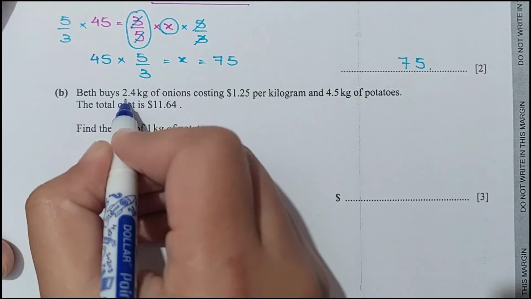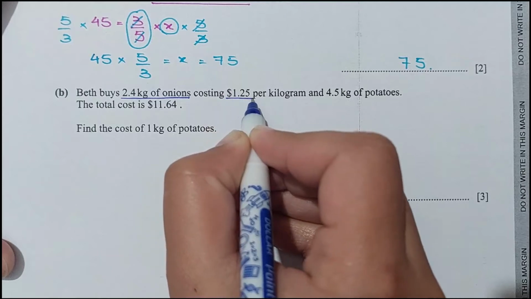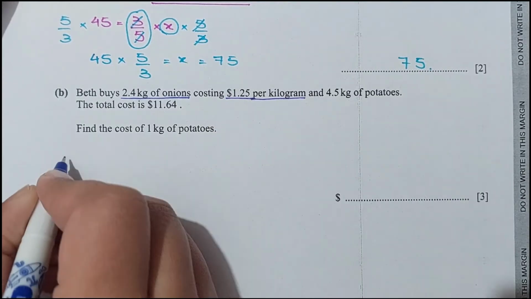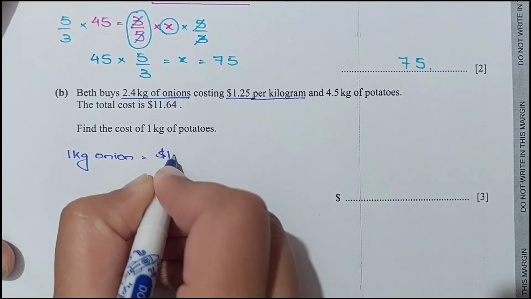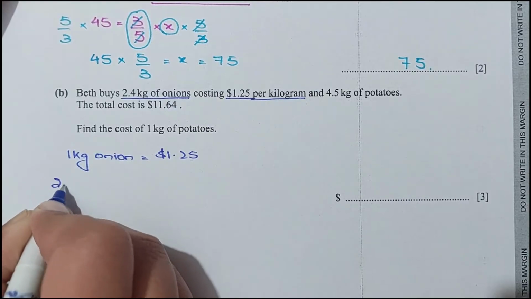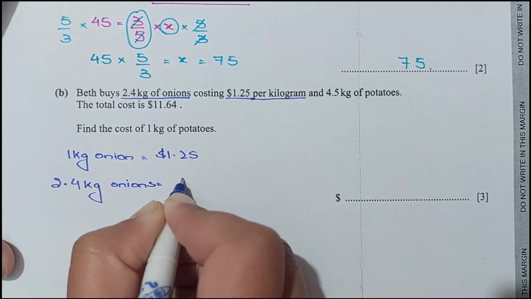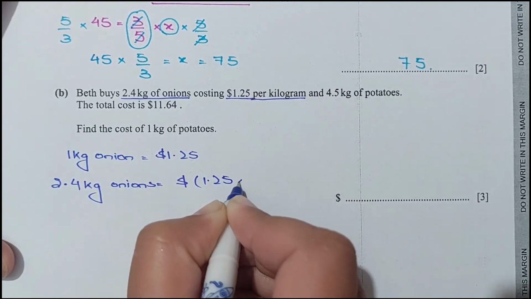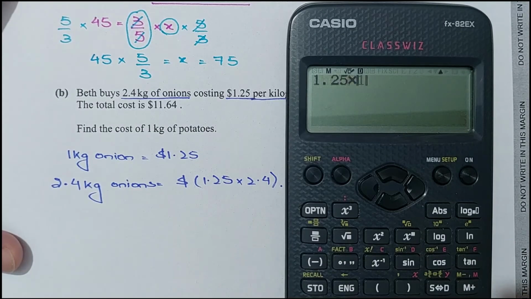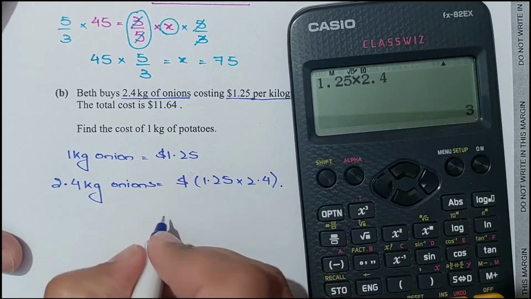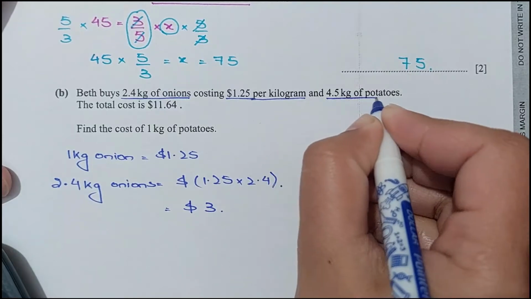Now for part B. Beth buys 2.4 kilograms of onions costing 1.25 per kilogram. So 1 kilogram of onion costs 1.25. What about 2.4 kilograms of onions? Its cost is 1.25 multiplied by 2.4, which is $3. The cost is $3.